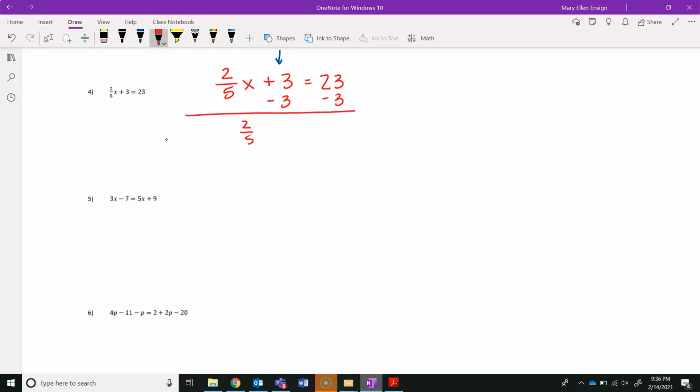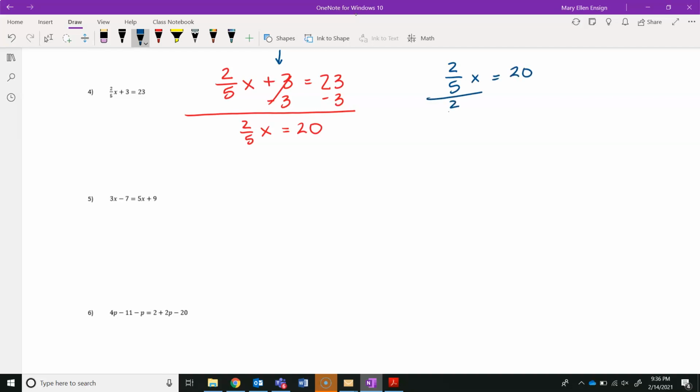I get 2/5 x, this cancels out, equals 20. Okay, so now I need to work with this fraction. So let's think about what we just said before. If there's a number, a coefficient in front of the x, we want to divide by that number. So I'm just going to write it over here on the right hand side so we can work with it for a minute. So I have 2/5 x equals 20.